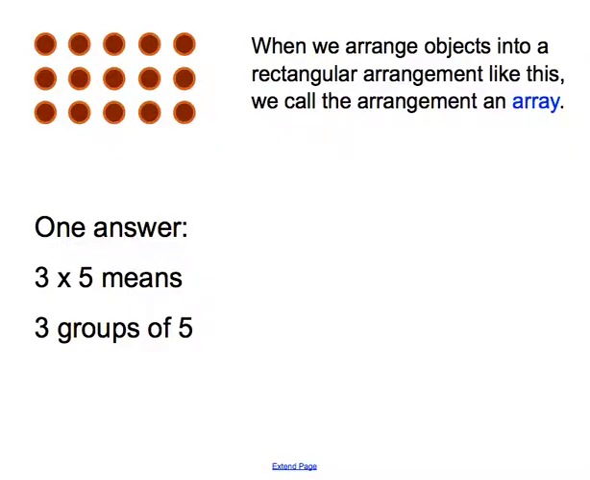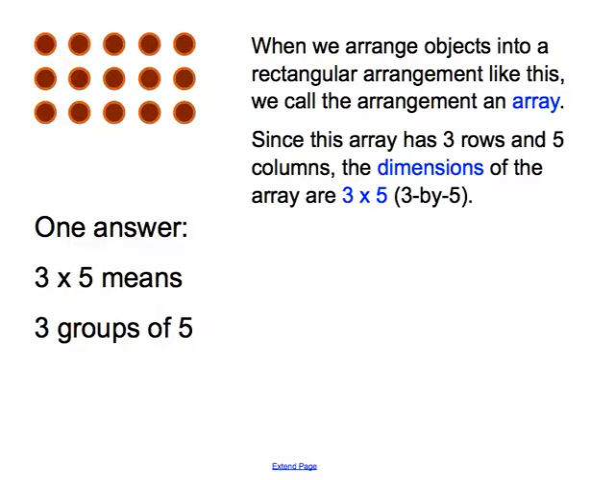When we arrange objects into a rectangular arrangement like this, we call the arrangement an array. Since this array has 3 rows and 5 columns, the dimensions of the array are 3 by 5. Notice we wrote that like 3 times 5, but we say 3 by 5 in this context.